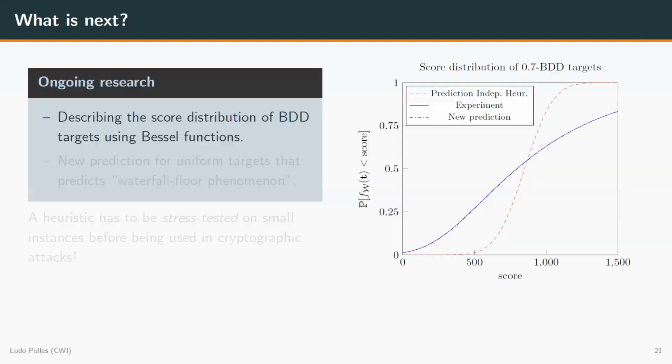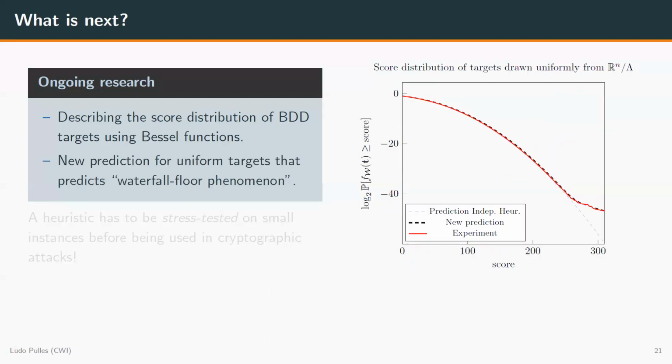So that's something to improve. But just a sneak peek of what we've been looking into currently. We're trying to describe the score distribution of the BDD more accurately with the theory of Bessel functions. It gives quite an accurate prediction based on a different heuristic. And we also predict this floor phenomenon for uniform targets.